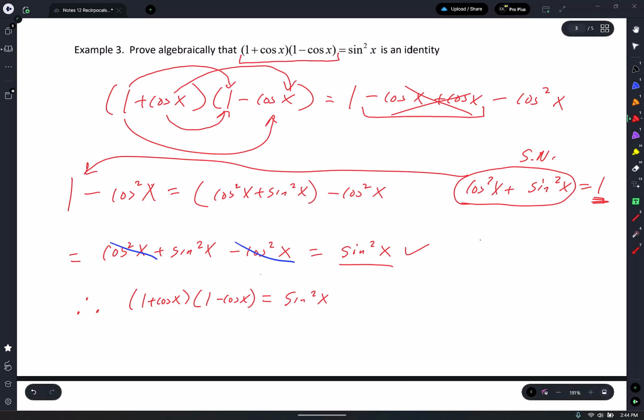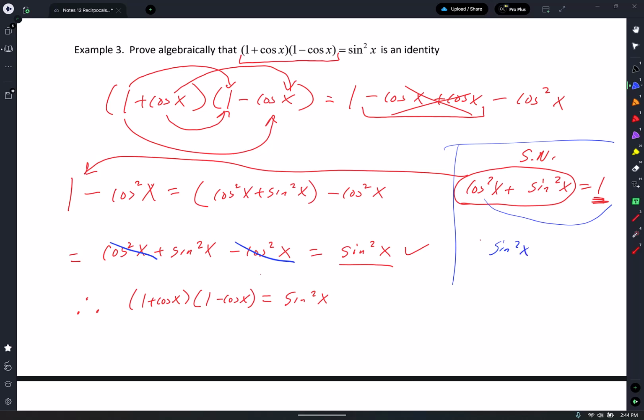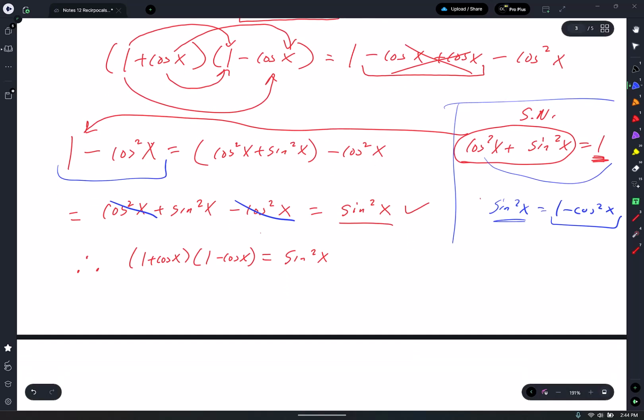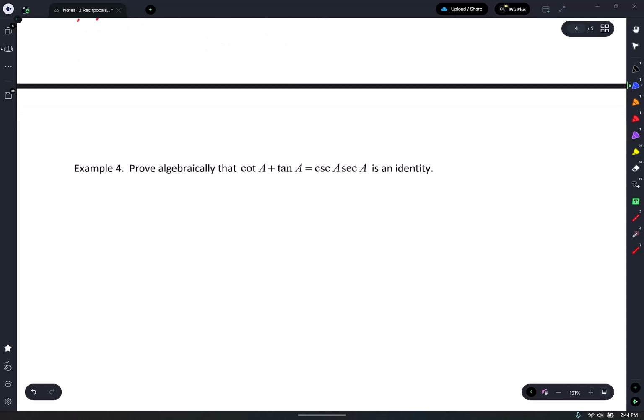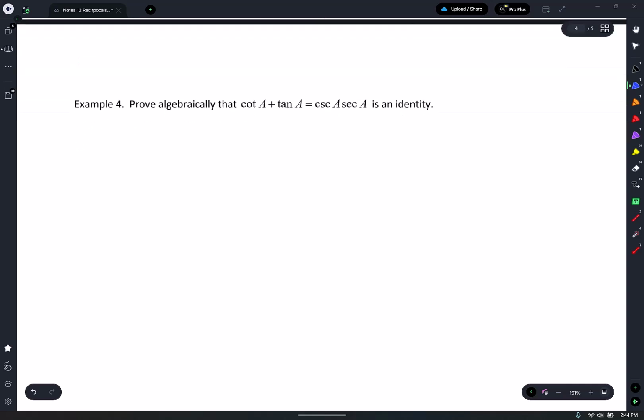So what Pearson said was, couldn't I have just moved this cosine squared to the right? And then I would have had sine squared x equals 1 minus cosine squared x. And then you see that you have 1 minus cosine squared x, and you can just infer, because 1 minus cosine squared x equals sine squared, that it's just sine squared. Yeah, you could have done that too. Just link them. Cool or not cool? Cool. All right, I think we're good, guys. Let's go to the next one. Isn't this cool stuff?